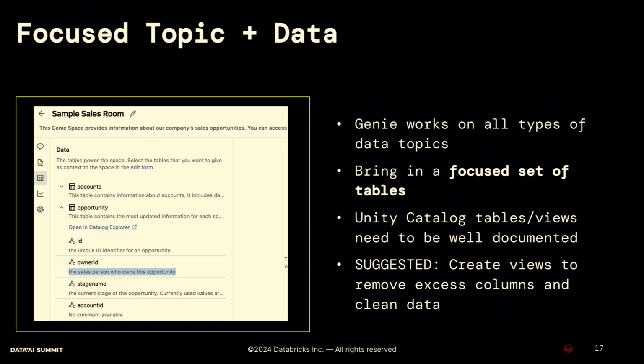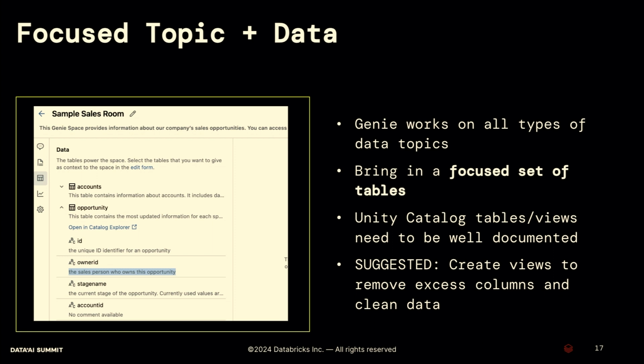You don't need to limit yourself by topic. It's not just for finance data or sales data. It can work on a variety of different things. But no matter what you do, you have to have a focused set of tables. If you bring in extra information, that's going to confuse the LLM, and you only want to define it for the topic itself. The second thing you want is really good column and table descriptions.